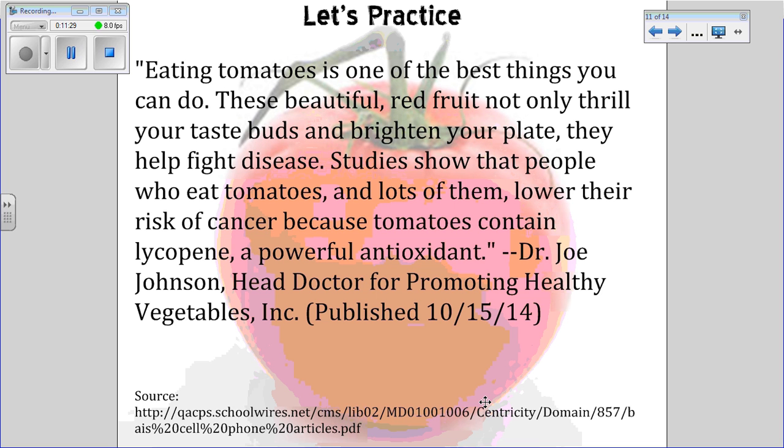Next, does the author have authority? Now, this is a fictional article, right? Dr. Joe Johnson and Doctors for Promoting Healthy Vegetables doesn't actually exist, but let's say that it did exist. Dr. Joe Johnson is a doctor, obviously, and in charge of a whole, even though it's fictional, company for promoting healthy vegetables. We can trust what he says because he seems to have authority based on his medical practice and his position in this company.